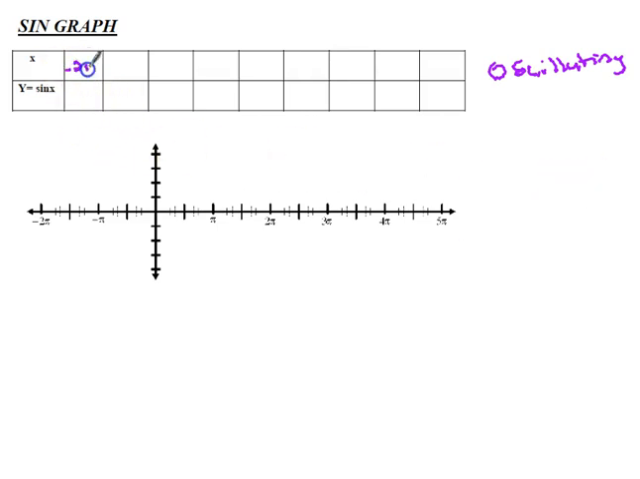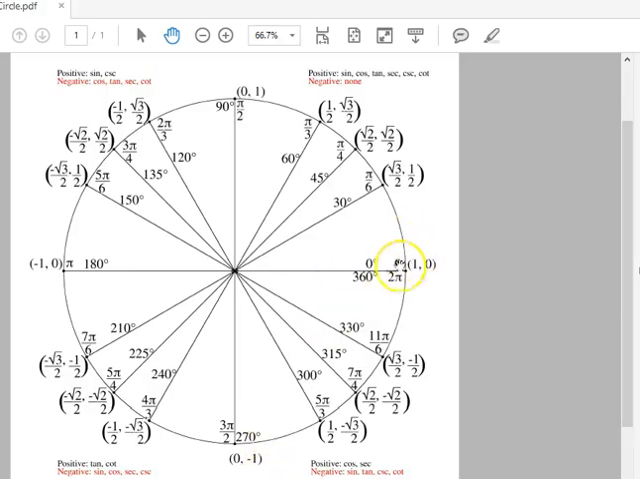So we are going to use some key values of the unit circle. So we're going to use negative 2 pi, negative 3 pi over 2, negative pi over 2, 0, pi over 2, pi, 3 pi over 2, and 2 pi. And the reason we do that, if you look at your unit circle, so 0, pi over 2, pi, 3 pi over 2, and then 2 pi again, if we look at our coordinates, they have ones and zeros. And it's really easy to plot ones and zeros. It gets harder to plot these values right here.